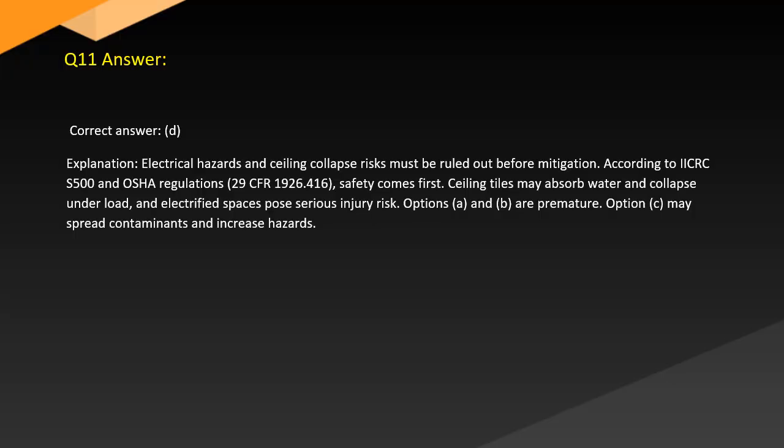Answer. Correct answer: D. Explanation: Electrical hazards and ceiling collapse risks must be ruled out before mitigation. According to HRConquer and OSHA regulations 29 CFR 1926.416, safety comes first. Ceiling tiles may absorb water and collapse under load, and electrified spaces pose serious injury risk. Options A and B are premature. Option C may spread contaminants and increase hazards.